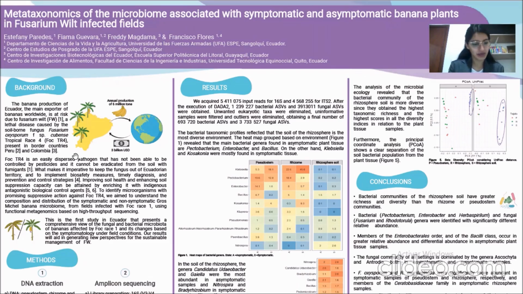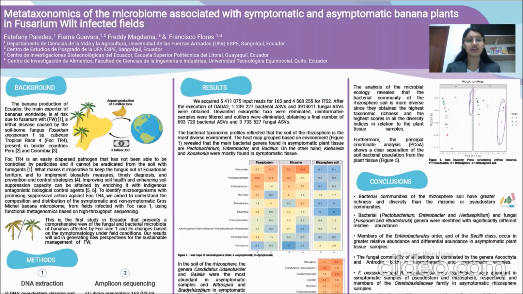Peru and Colombia. Therefore, it's imperative to keep this fungus out of Ecuadorian territory, and to implement biosafety measures, prevention and control strategies. Improving soil health and enhancing soil suppressive capacity can be attained by enriching it with indigenous antagonist biological control agents to identify microorganisms with promising suppressive action against Fusarium oxysporum TR4.